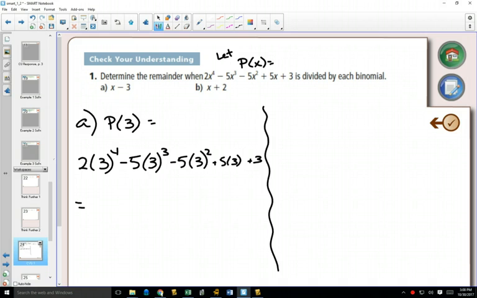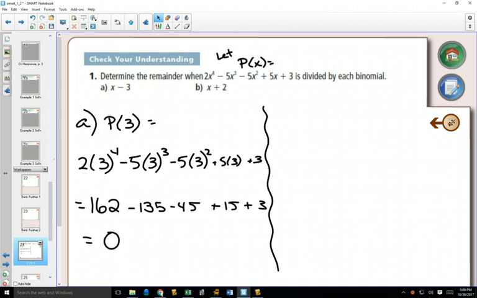Three to the 4 is 81. 81 times 2, 162. 3 cubed is 27. 27 times 5, something. Good. 3 squared is 9. 9 times the negative 5, plus 15, plus 3. And nice, we get 0.